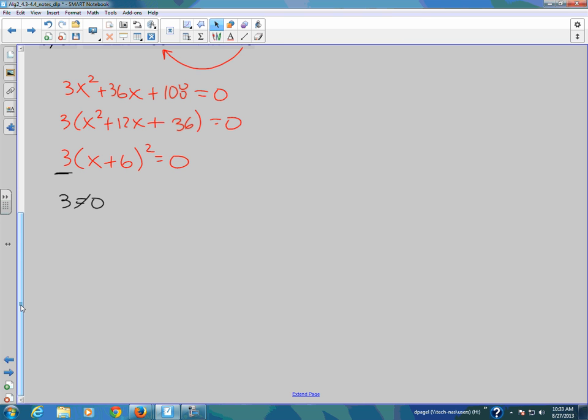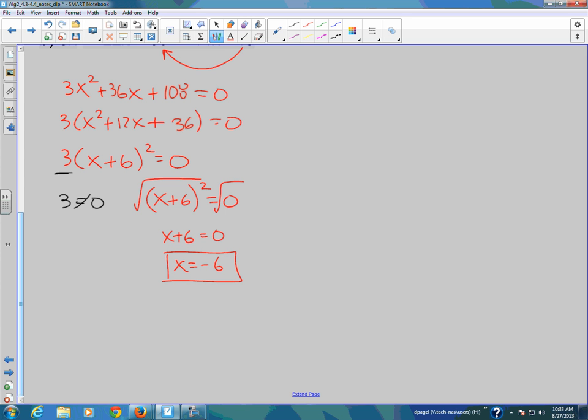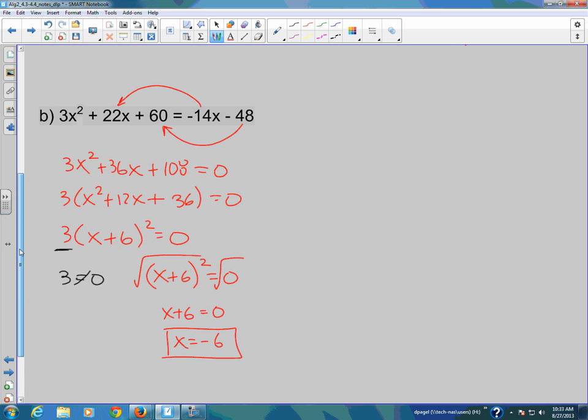So really all we're looking for is this. That is, undo squares by taking the square root, and then we get x equals -6. There are the zeros or the roots for that particular problem.